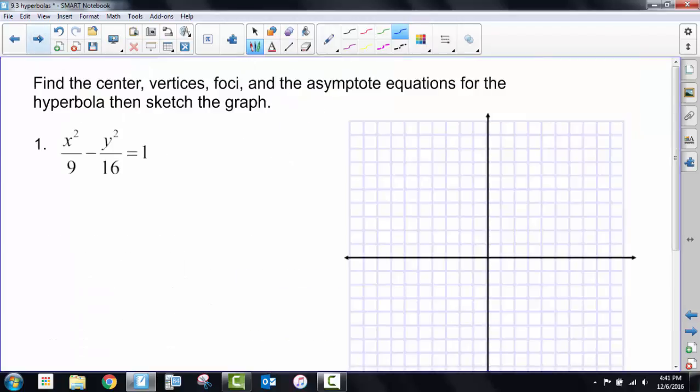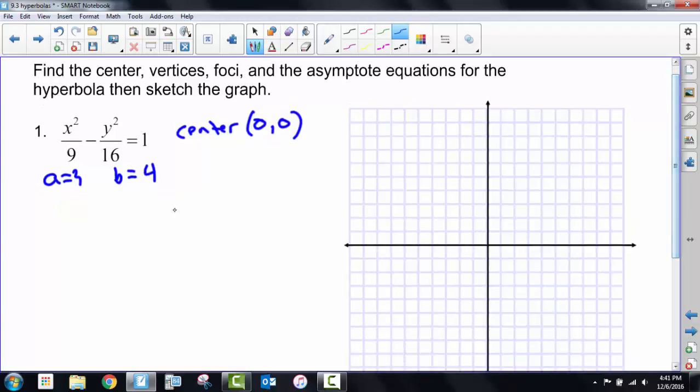Okay, so on number one, we need to find the center, the vertices, the foci, and the asymptote equations for the hyperbola, and then we'll sketch the graph. So the first thing I notice, in a similar fashion to what we had on ellipses, is that we can pick out the center very quickly. We can see that there's no movement from the origin, so it's still at the origin. Also pretty quick to pick out would be the A and B values. Remember, A is always first, so a squared is 9. That means A is 3. B would be 4.